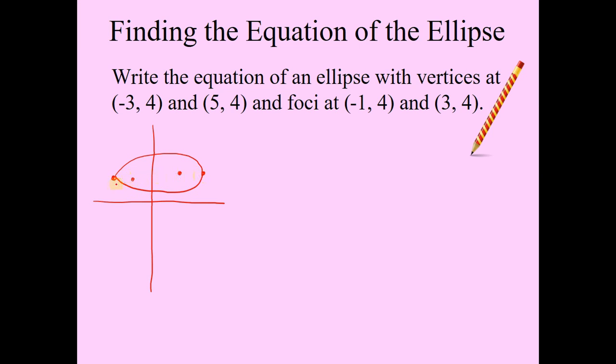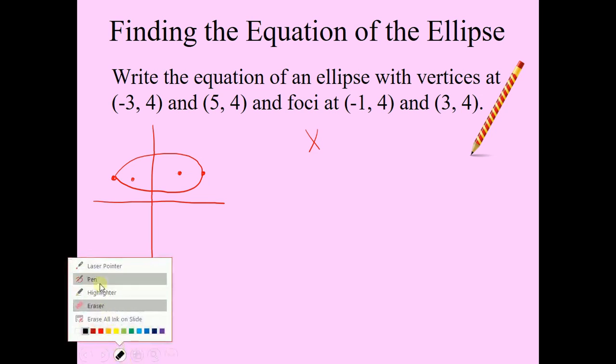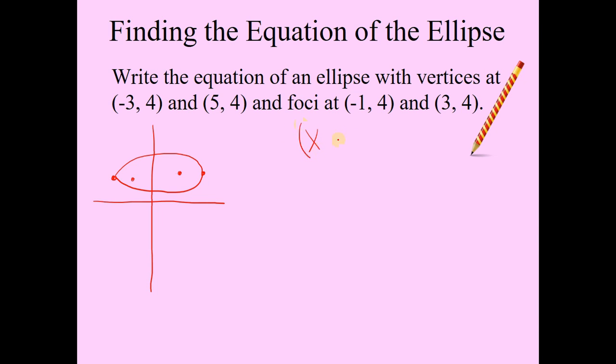Which tells me I have a horizontal major axis, so I know that my x is going to have the bigger denominator. Let's fix that. There we go. So I know it's going to be x something squared over something plus y something squared over something equals 1. And I know the bigger number has to be underneath here.